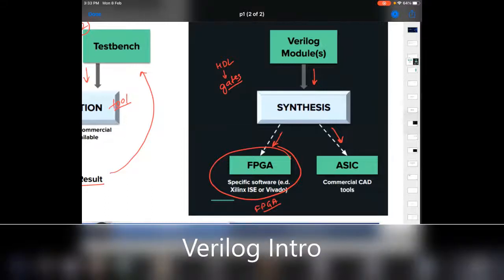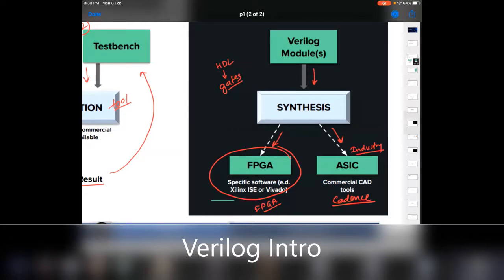See what that is and how we program on an FPGA, right? And the second approach is the ASIC approach. This is the industry level approach. We have commercial CAD tools with us of the company Cadence. So these things you will get to know in your next sem.